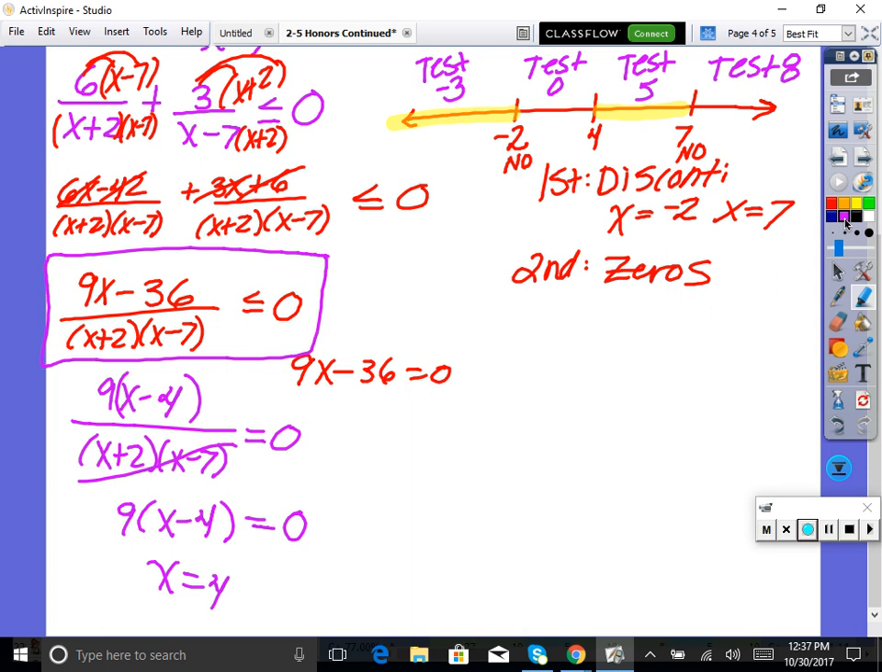You can plug it in anywhere. You could go back to the original. I just like to plug it in where it was less than or equal to 0. But once again, if you plugged it into the original, you would just be comparing the two inequalities. And if it's a true statement, it's a yes. If it's a not true statement, it's a no.